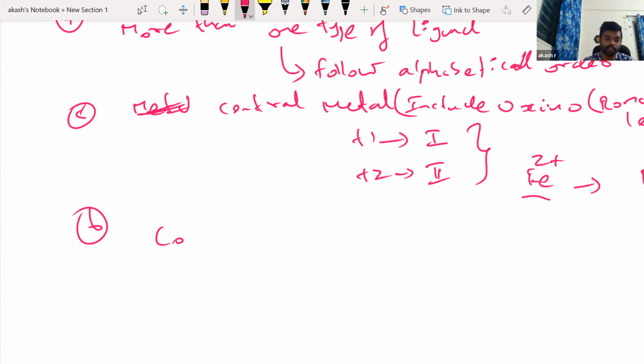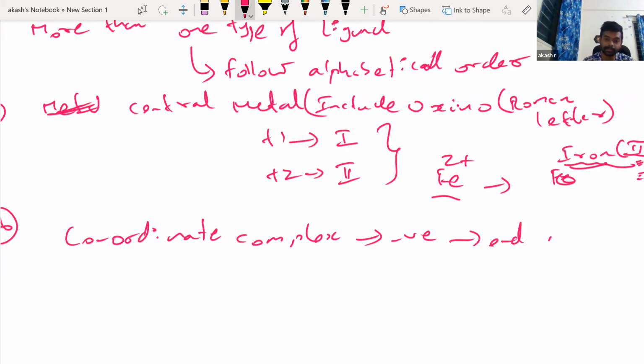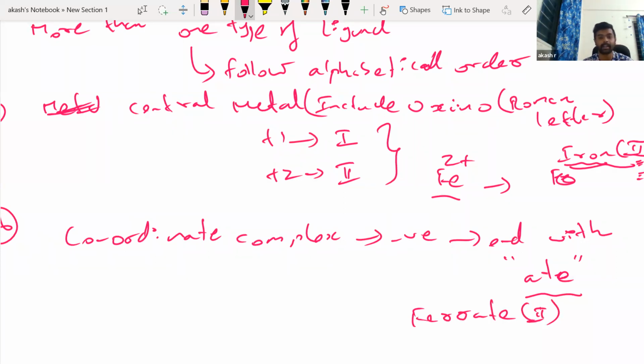If you find the coordination complex to have a negative charge, you have to end with -ate. Whenever the coordination complex is negative and the counter ion is positive, you have to end with -ate. For example, ferrate(II), something like this. That is how it ends.